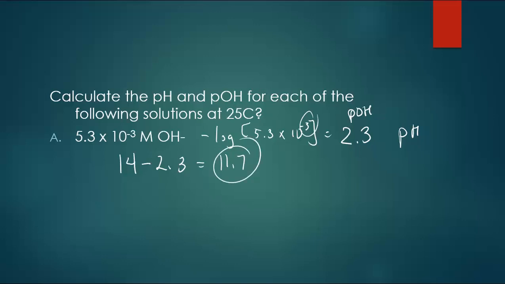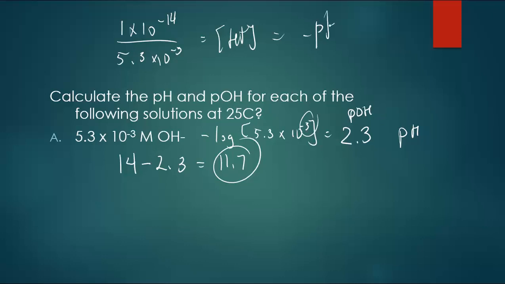Can anyone think of a different way of doing it? What I consider a longer way of doing this? Yeah, what if you divide it into 1 times 10 to the negative 14th to get the hydrogen concentration, right? And then take the negative log of that. But I think that's longer because you have to deal with more exponents.